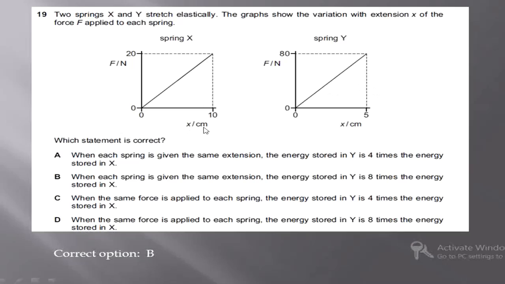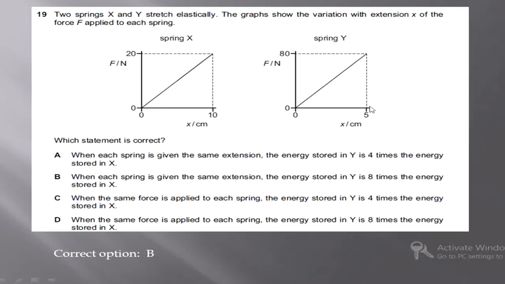Students, before opting for the correct option, let us try to understand and analyze the graphs for spring X and spring Y. For spring X, it has been shown that for an extension of 10 centimeters, 20 Newton force is required. And for spring Y, for an extension of 5 centimeters, 80 Newton force is required. So to standardize the two graphs, to make them comparable, if we find the value of force at an extension of 5 centimeters, it will be 10.